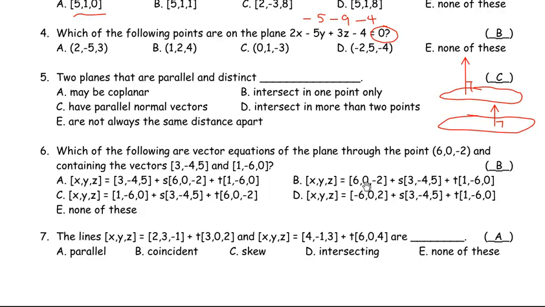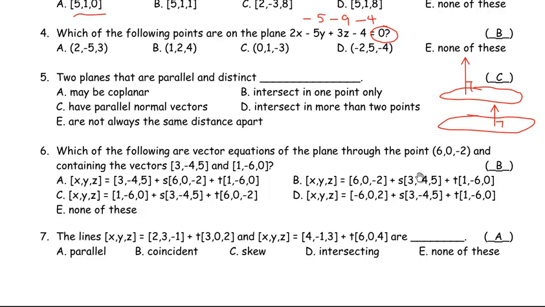That's why there's a 6, 0, -2 at the beginning here, plus one of the parameters, S. It doesn't matter whether you do S or T first or use a different letter, like a K, for the parameter. One parameter times one of the vectors in the plane, plus T times the other vector. So B is the correct answer.